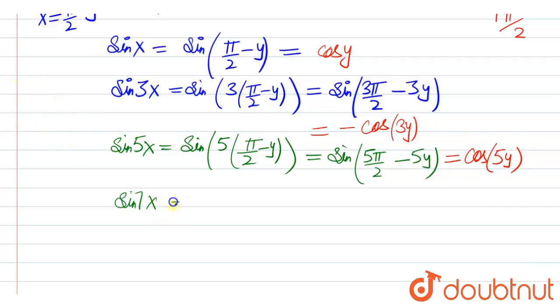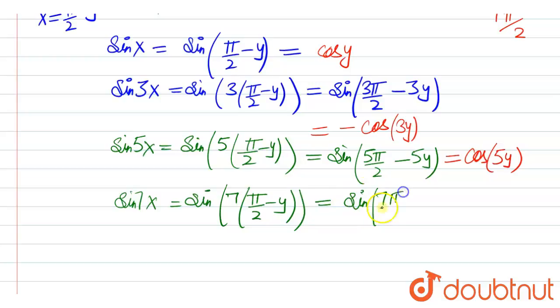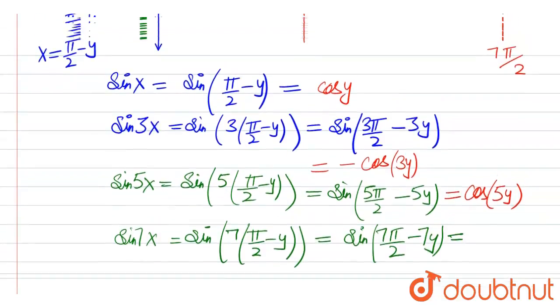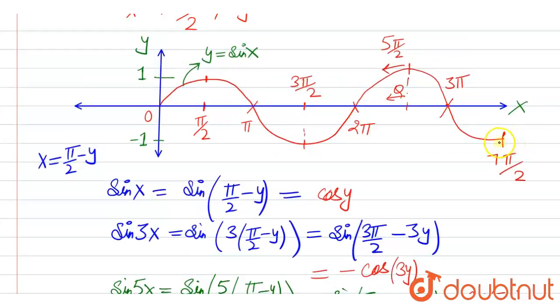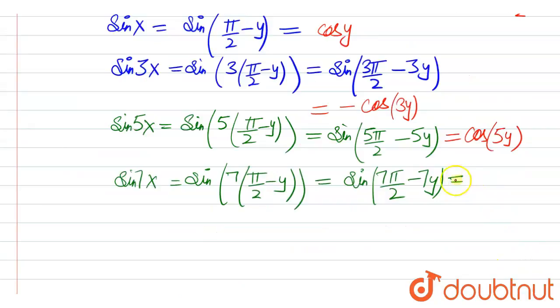Similarly, sine 7x can be written as sine of 7 times pi by 2 minus y. This is equal to sine of 7 pi by 2 minus 7y. From the graph we can see again, this is 7 pi by 2, and 7 pi by 2 minus something would be a negative. So this becomes minus of cos of 7y.